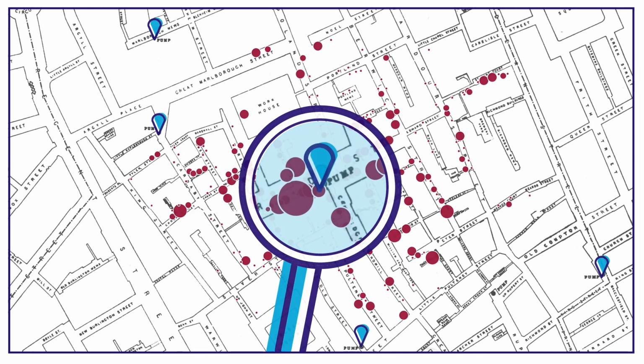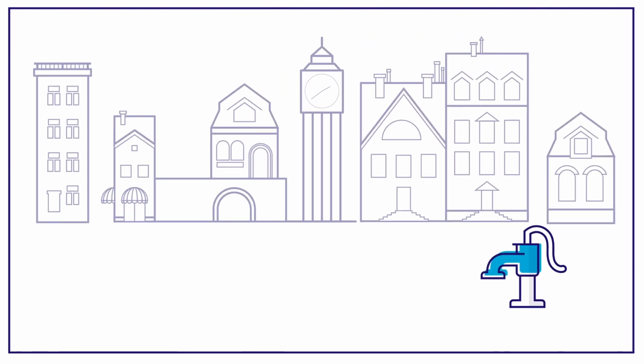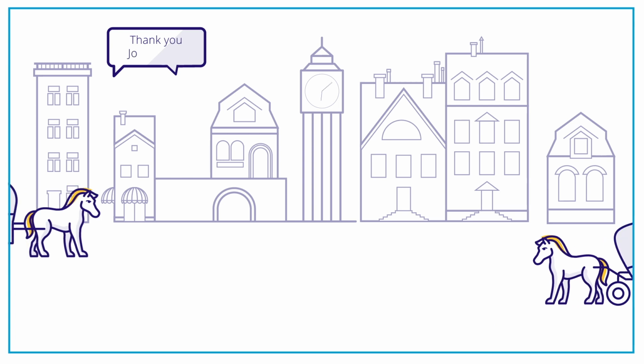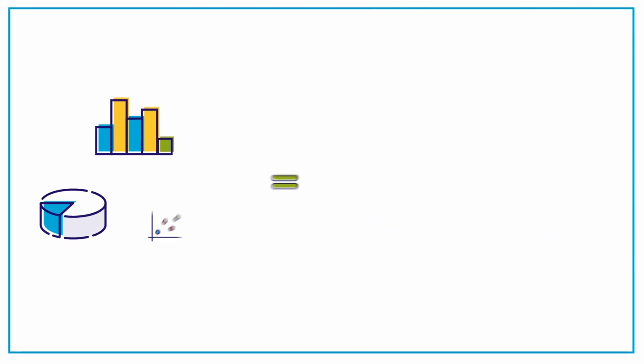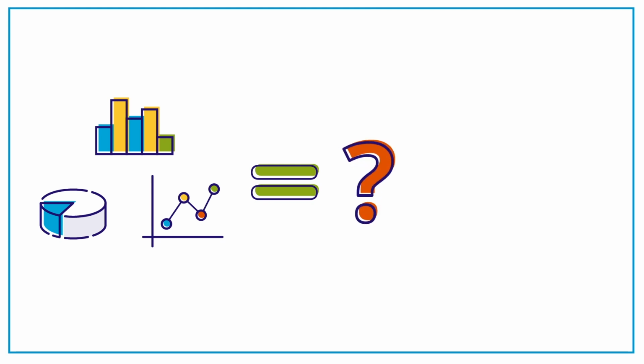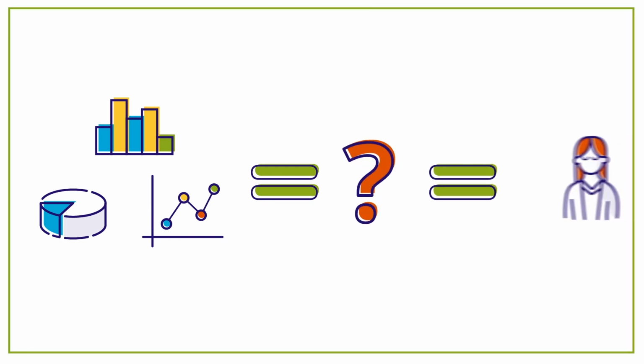cholera pump statue. Dr. Snow's visualization carried immense weight. Because of his findings, the Broad Street water pump was immediately shut off, lives were saved, and the city was able to control the outbreak. Visualization without a purpose can result in misunderstanding, poor knowledge, and even death.